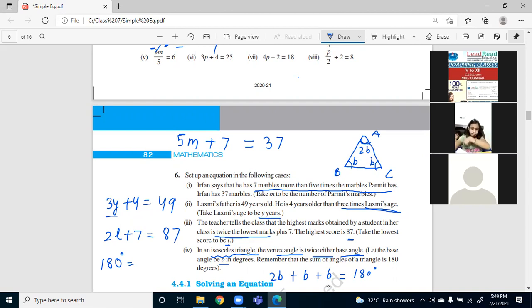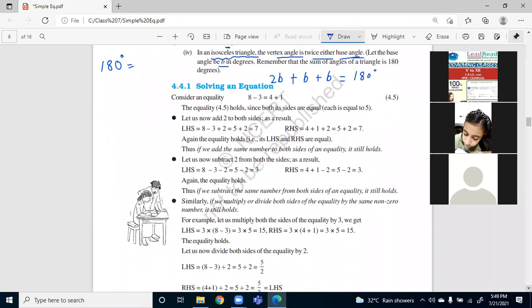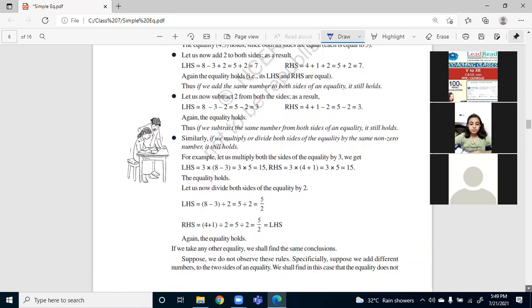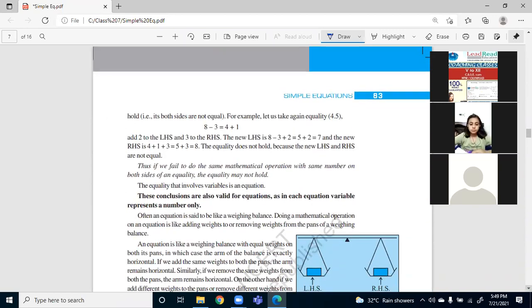Done, ma'am. I'm done. Okay, so this completes our first exercise. Now we will be learning how to solve an equation today.